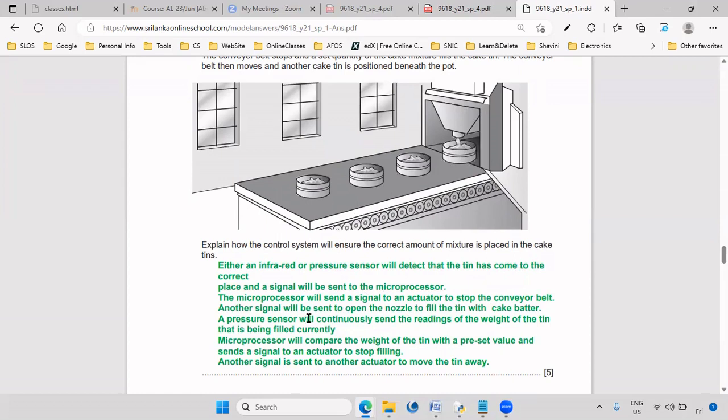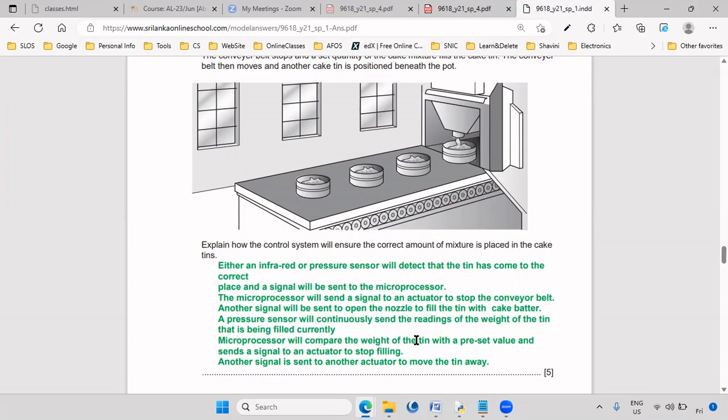Another signal will be sent to open the nozzle to fill the tin with cake batter. So there's another signal which will go and open this shutter here. The nozzle here is open so that it will fill the tin. A pressure sensor will continuously send the readings of the weight of the tin that is being filled currently. So the increasing reading will reach the CPU. At one point, it will decide to stop.